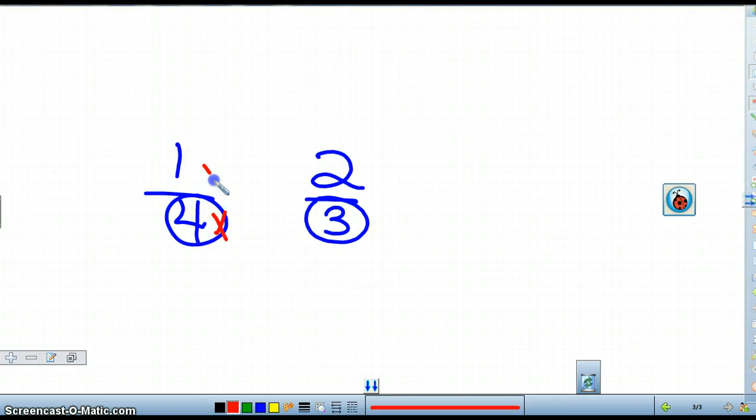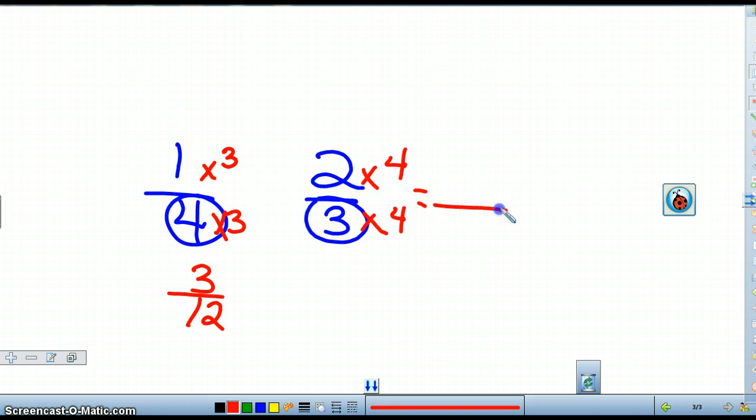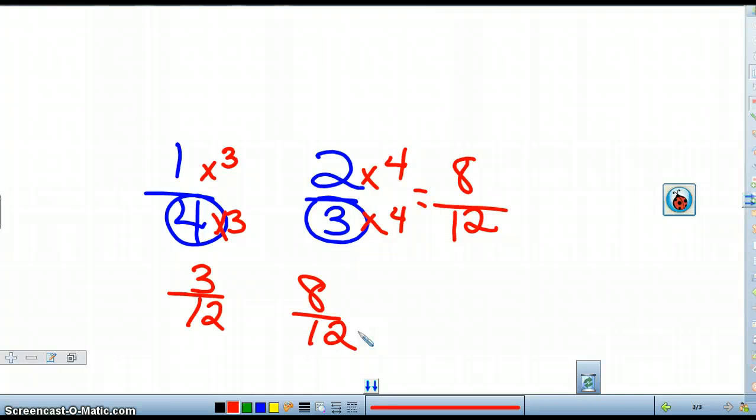And so we're going to take 1/4, the top and bottom, times 3. And when we do that, we get 3/12. We're going to take 2/3 and multiply numerator and denominator by 4, because that's what we have to multiply 3 by to make it a 12. When we do that, we get 8/12. Now we can tell which one is greater, 1/4 or 2/3. Claire? 2/3. Yes, 2/3 is greater than 1/4.